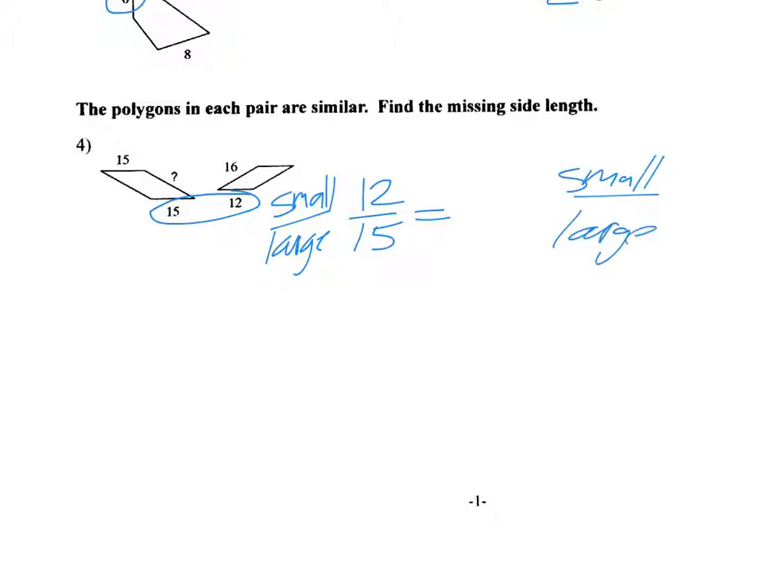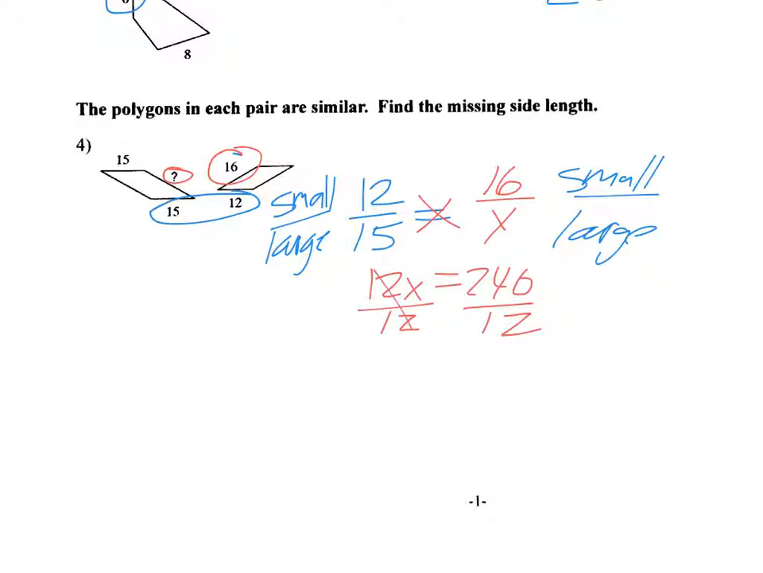Okay. What's the measure in the small figure? The measure is, I'm going to use red here, 16. What's the measure in the large figure? That's what we don't know. Question mark, or I'm going to put an x. So then we cross multiply. So I get 12x is, I'll get my calculator here, 15 times 16 is 240. Then I divide both sides by 12. If I do that, I get x is 20. So then that means the question mark would be a measure of 20.